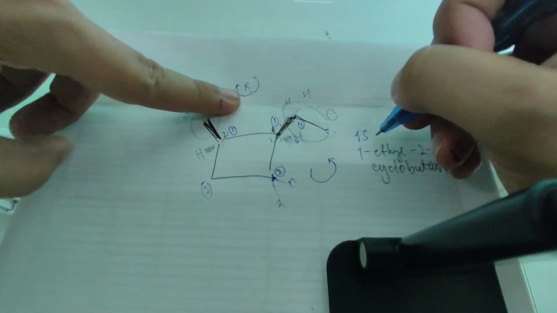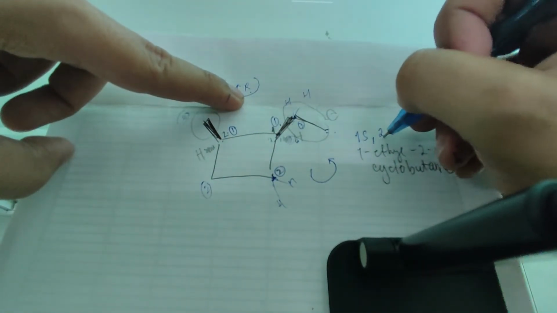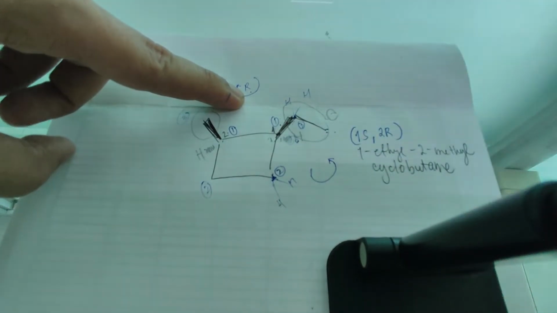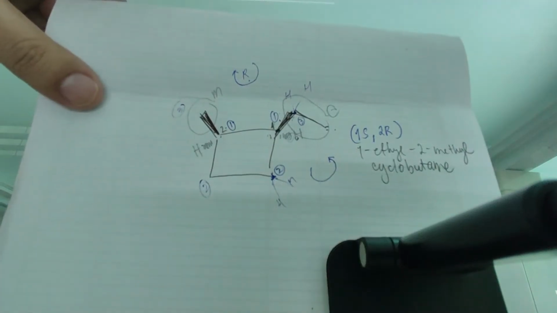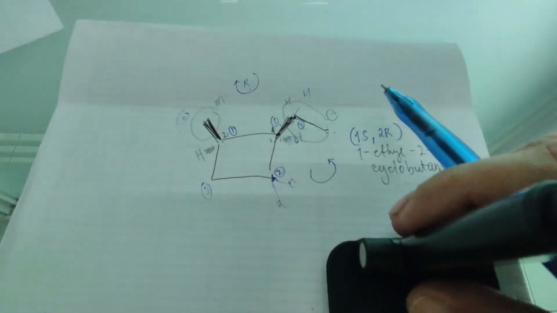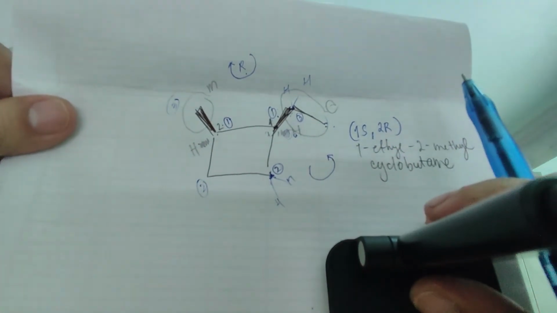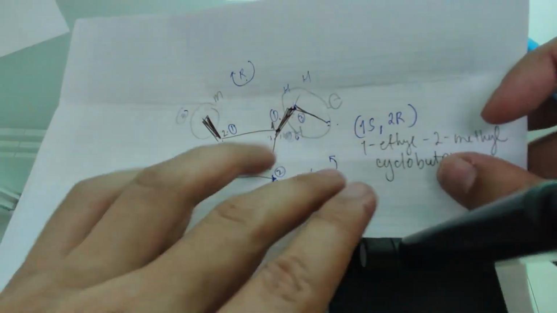So, natural na R na yan. So, 1S, 2R, open and close parenthesis, 1-ethyl, 2-methyl, cyclobutane. Alright? So, let's look at a more challenging example.